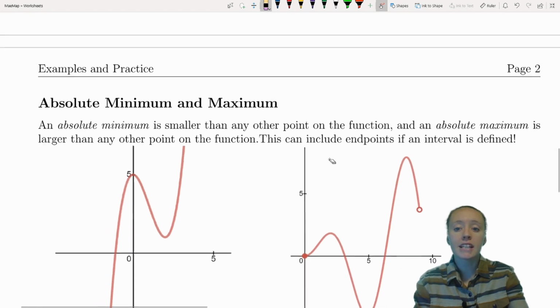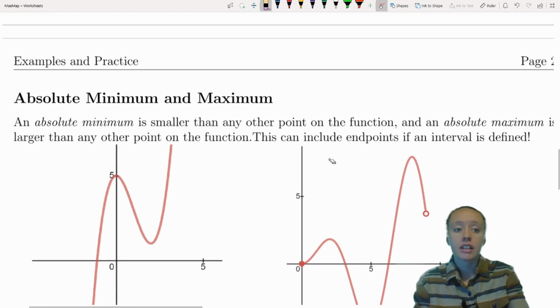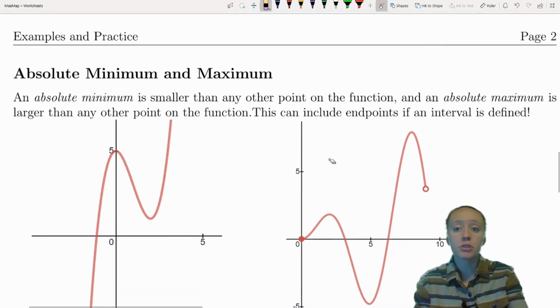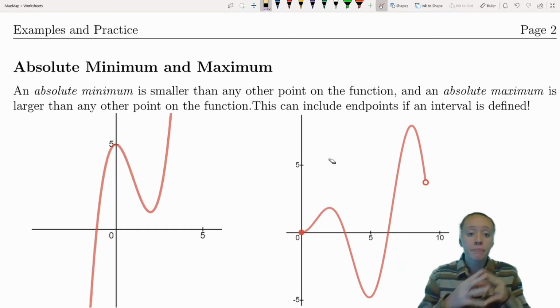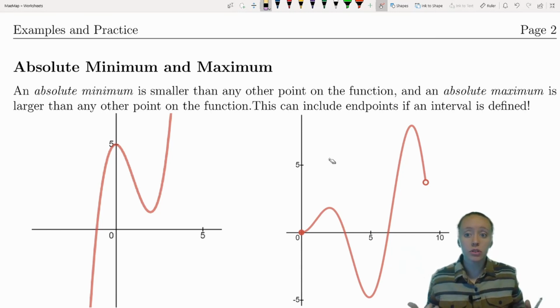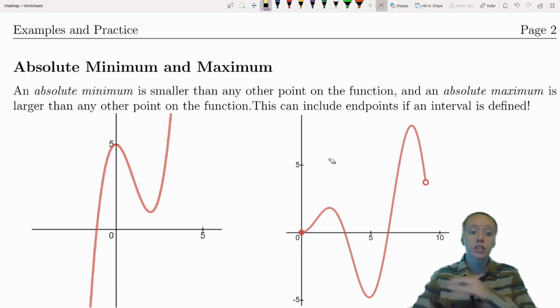Let's continue on to the next page, and on this next page we're going to learn about absolute minimum and absolute maximum values. Now, absolute minimum values and absolute maximum values can exist at endpoints. That's what makes them slightly different from the relative ones. Also, because they're absolute, they're also called global minimum and global maximum. The absolute minimum is smaller than any other point on the function.